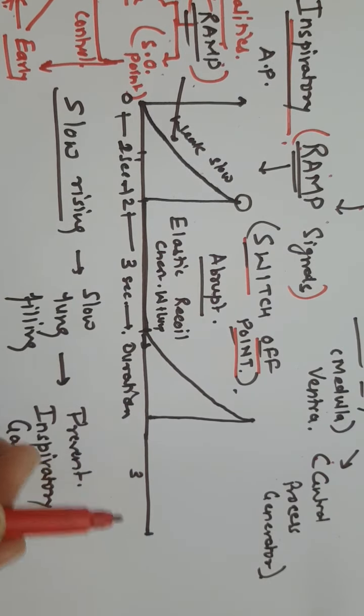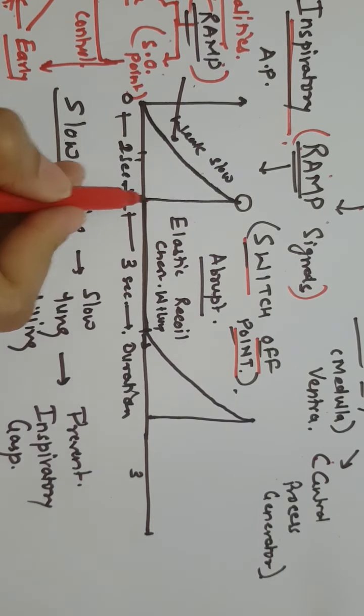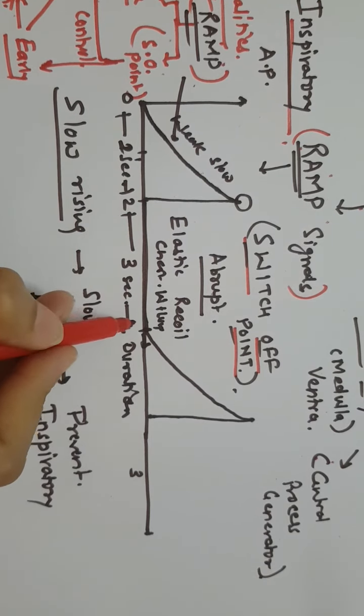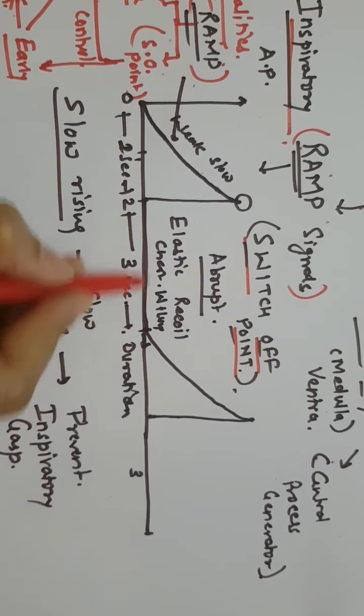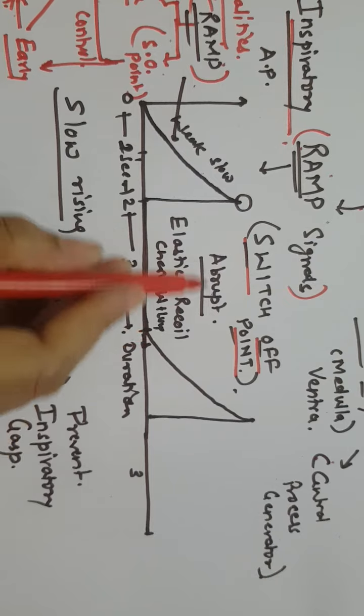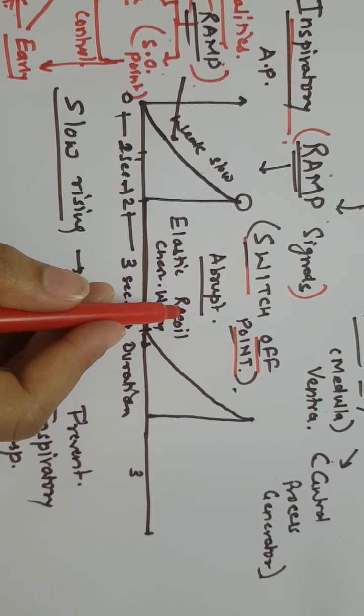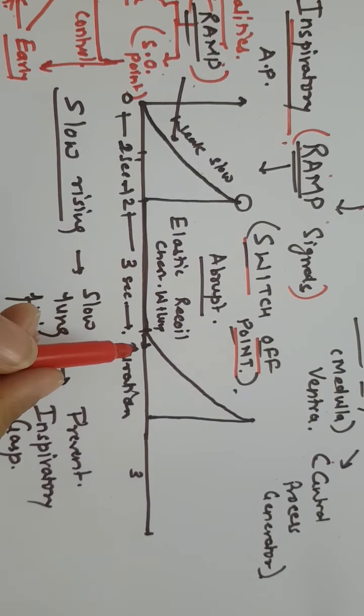So there is slow rising of respiration or the ramp signal for 2 seconds, then abrupt stoppage which will last for 3 seconds. During this abrupt stoppage, there will be passive expiration because of elastic recoil of chest wall and lung.